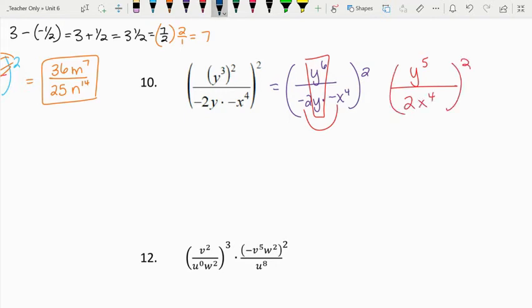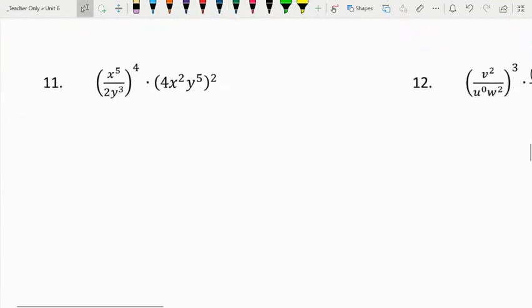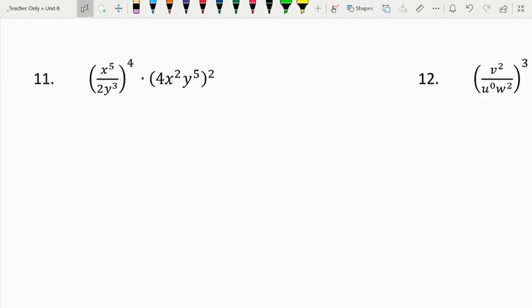Now all I have to do is square all of them. So this becomes y to the 10th, 2 squared is 4, and x to the 8th. Now you are welcome to distribute before you simplify, but a lot of times that just makes it more difficult. So on this next one, I'm going to look at each individually first.